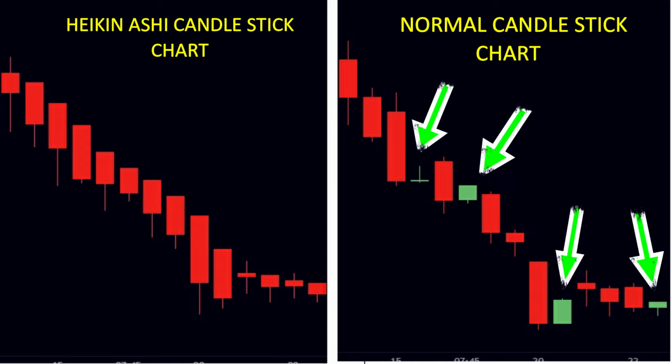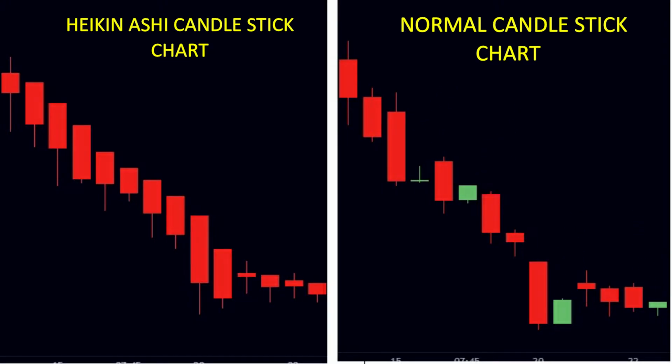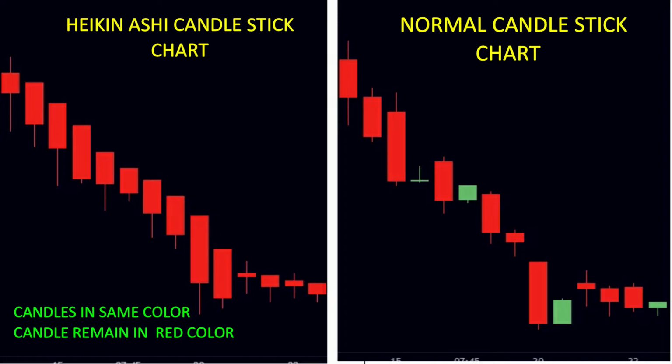In the simple candlestick chart, there are some green candles, or you can say some bullish candles. So, while observing the trend in real time, some difficulties occur. These green candles can cause confusion. But when we come to the Heikin Ashi chart, we can see that during the whole downtrend, the candles remain the same color, which means the trend remains red throughout the whole downtrend. So, the trend can remain continuous for a small period, and the chart can be seen as very clear and stable.